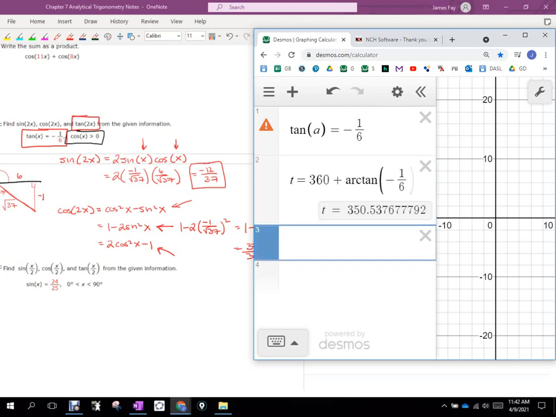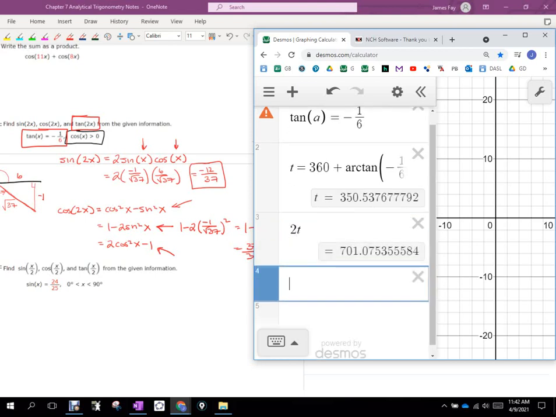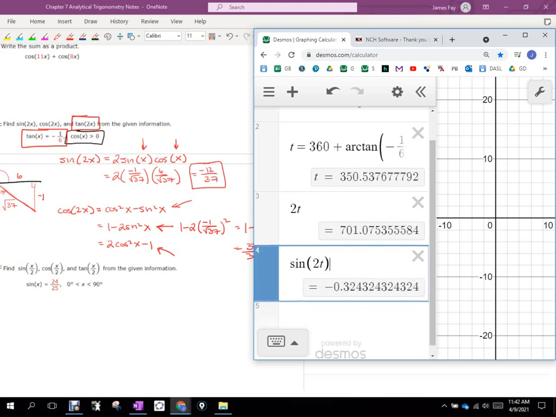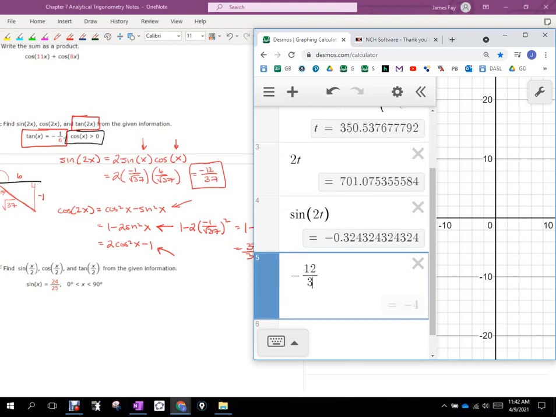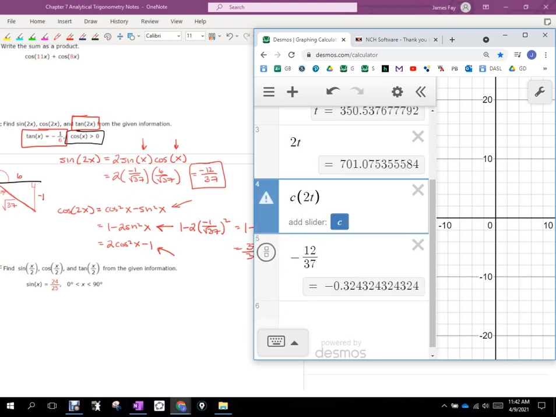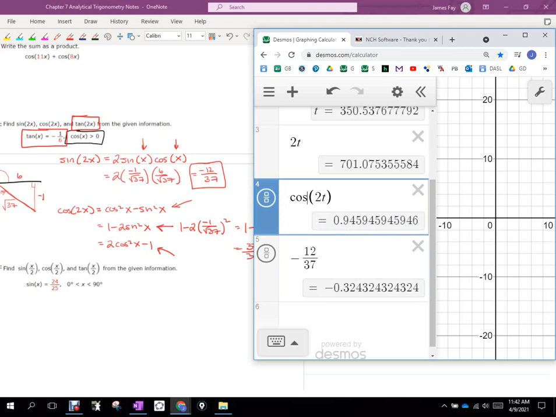Okay. Now, 2T would be the angle that they're asking information about. So this is the angle they started you with right here in the problem. This is the angle they're asking questions about. So if I take sine of that 701, I get that number right there. Okay? Well, if I take negative 12 divided by 37, is that the same number? Okay? So we're seeing that we do have the correct value for our sine of 2x, or 2 times our angle.